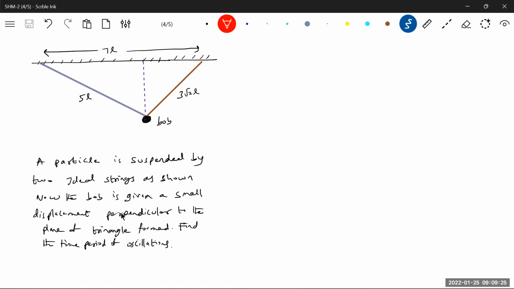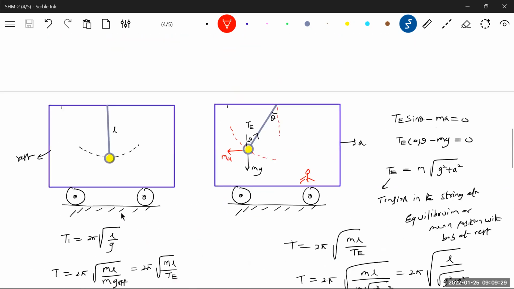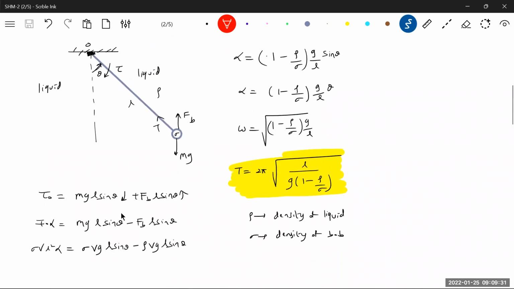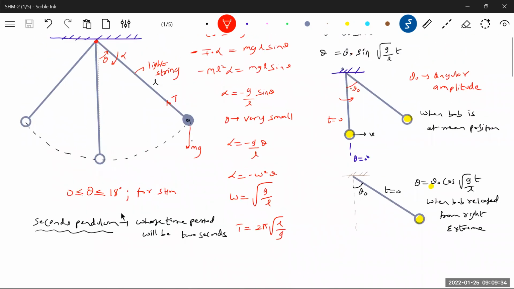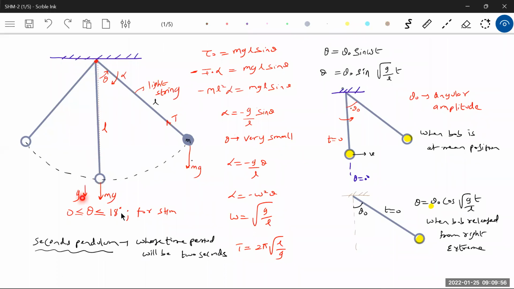Now we'll go back to the original thing. There are so many things here. What is the time period we got? It depends on L and g. So what is L? How do you measure L? You measure L like this. Then how is g acting? The weight mg. So g is measured here. So in the formula, what is L? Length of the pendulum. What is g?